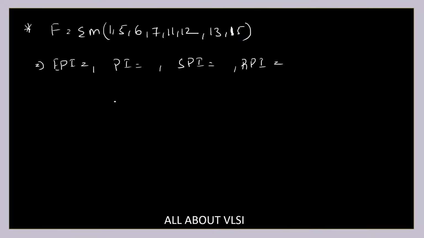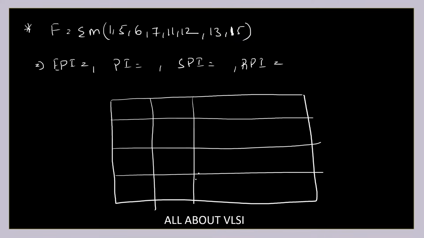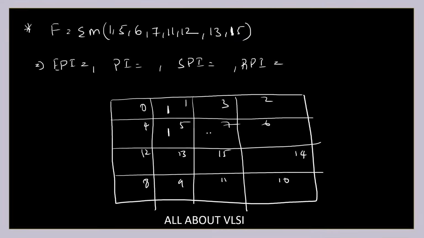I will also draw it parallelly. This is my four variable K-map, and I'm going to have 16 cells. This is 0, 1, 3, 2, 4, 5, 7, 6, 8, 9, 11, and 10. And this is 12, 13, 15, and 14. So I'm going to have minterms over here: 1, 5, 6, 7, 11, 12, 13, and 15.